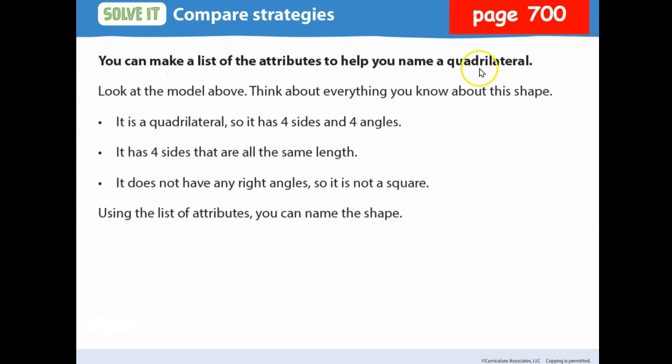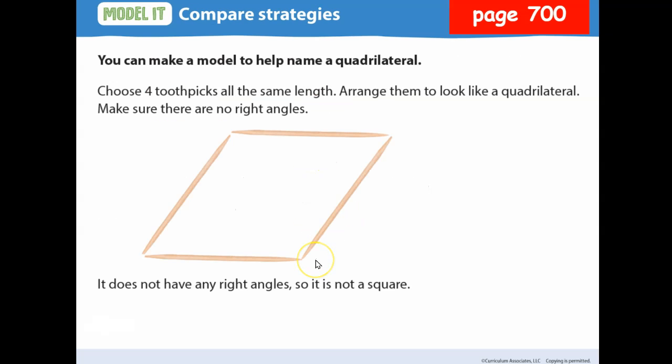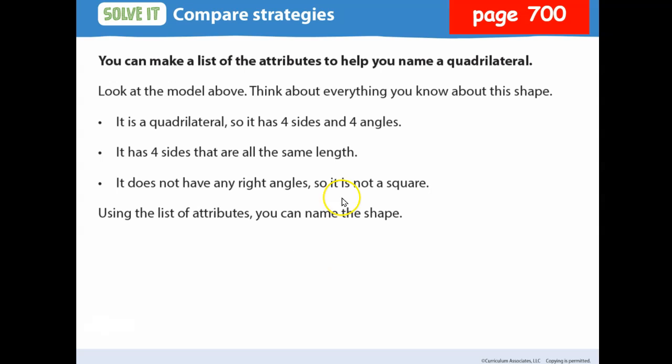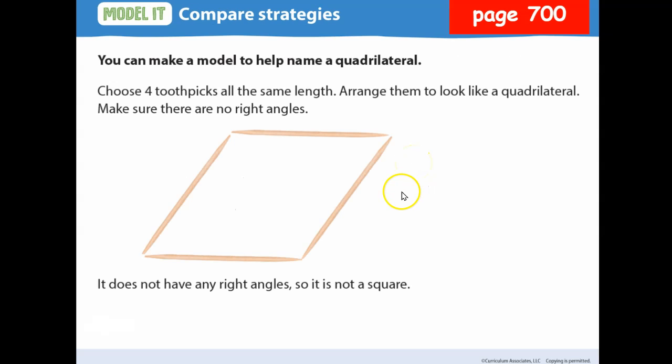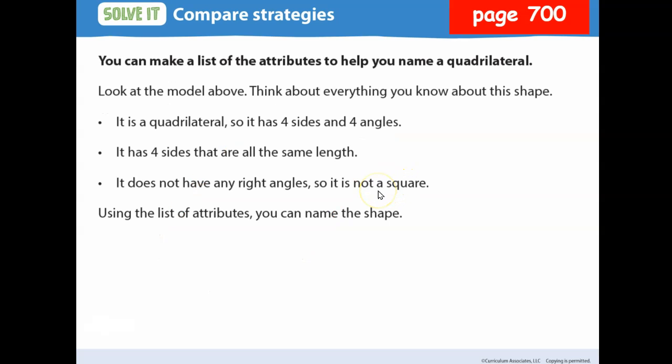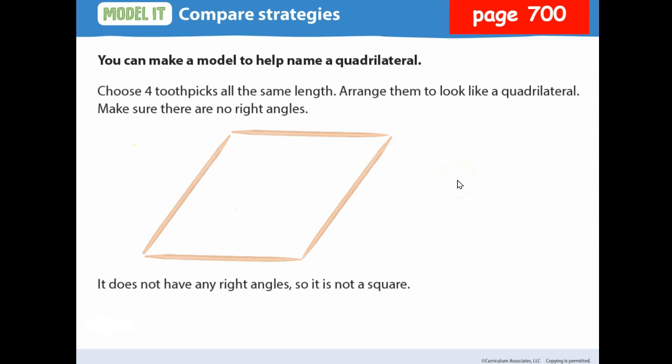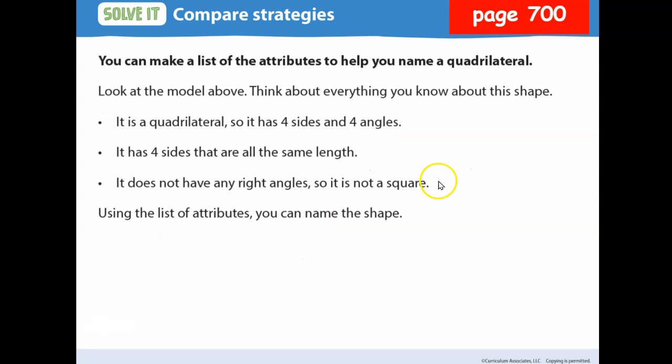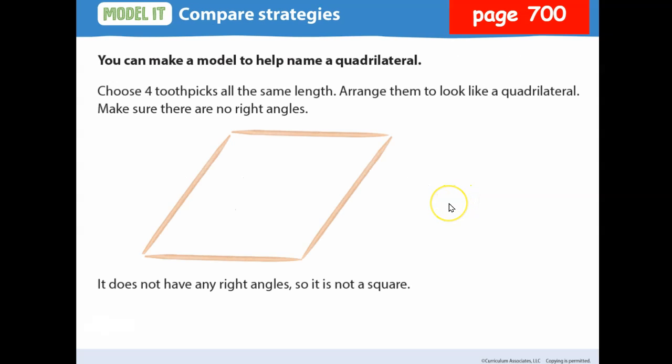You can also make a list of attributes to help you name a quadrilateral. So look at the model above, which is this. Think about everything you know about this shape. Is it a quadrilateral? Does it have four sides and four angles? Yeah. Does this have four sides? Yes. Does it have four angles? Yeah. That's a quadrilateral. Okay. It has all the sides that are the same length. Yes, it does. Okay. And it does not have any right angles, so it's not a square. Is that a square? No.